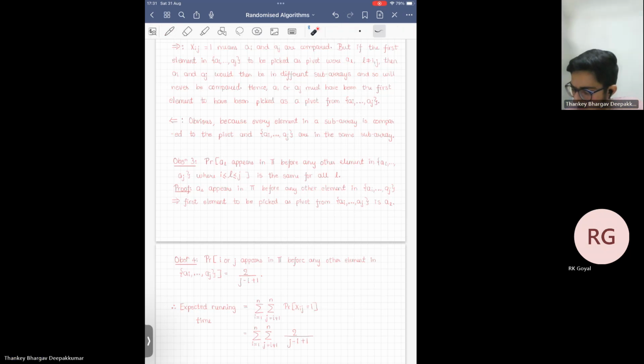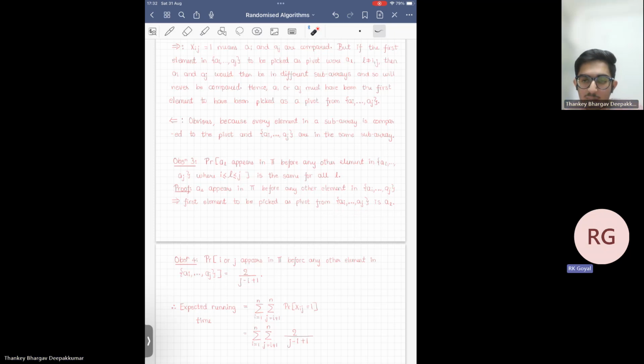Okay, so this is fine, right? We have seen this. Now this AL is different from AI and AJ. So whenever AI or AJ appeared in the traversal before any other element, if and only if they were picked as pivots, the same is true for AL, right? Until the point where you pick any element from this set as a pivot, these appear in the same subtree.